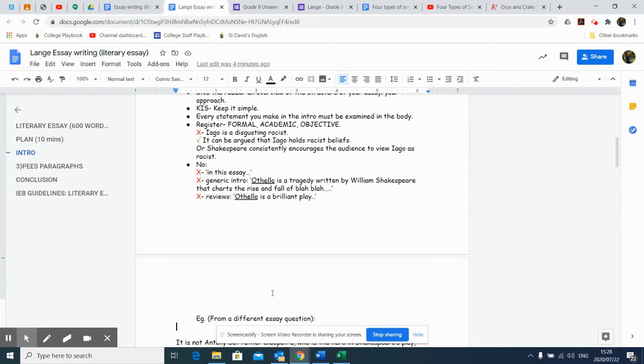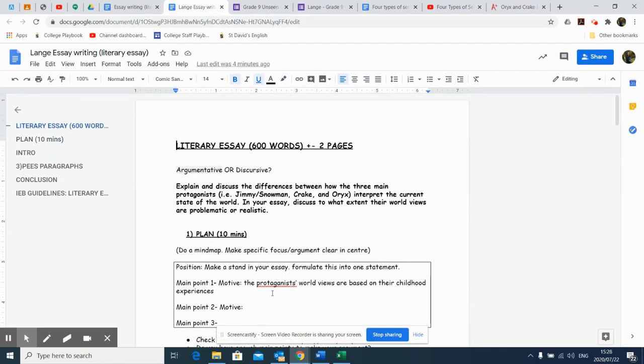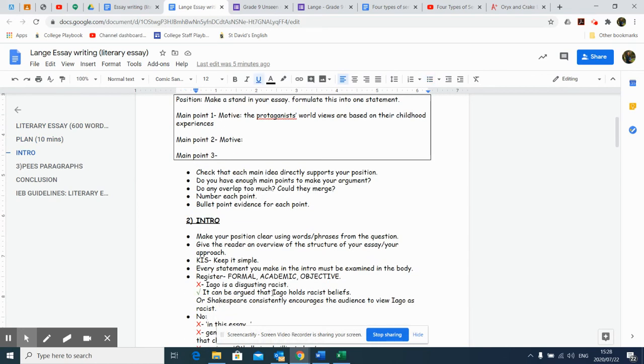Then the next part that I thought was quite important is the introduction. Make your position clear using words and phrases from the question. So when I write my introduction, my opening line, I would talk about how our worldview differs based on how we were raised. And then I would straight up say, Jimmy, Craig, and Oryx were all raised differently. They all experienced life differently, and therefore their worldviews were different.